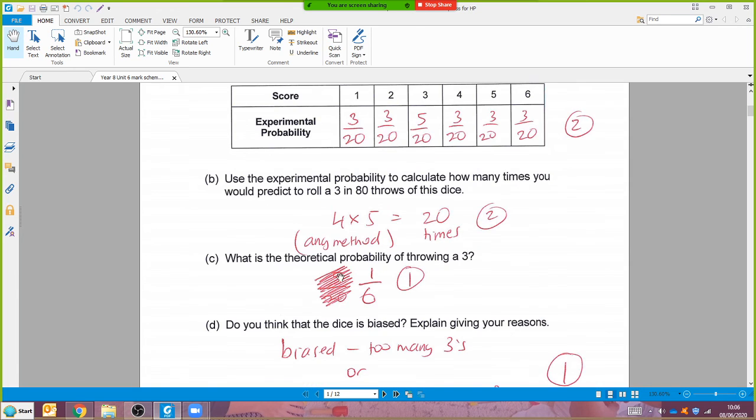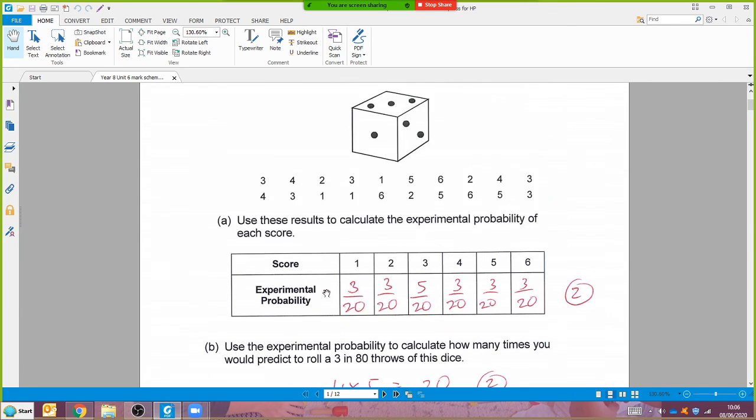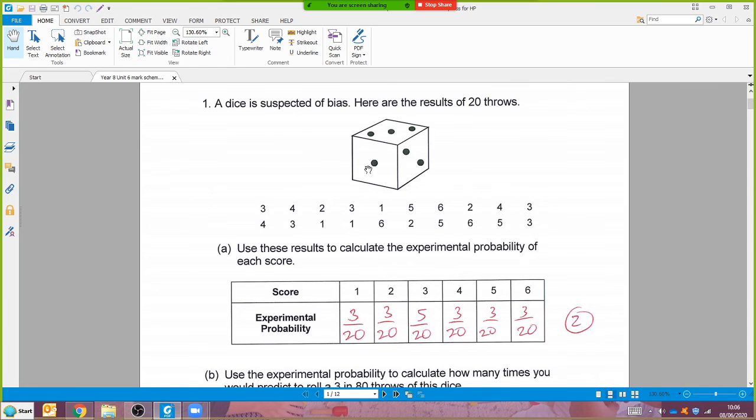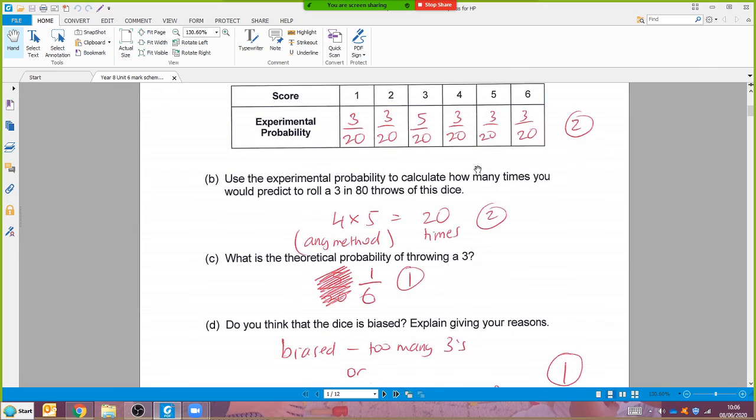For part C, many of you did the mistake I did originally, and I scrubbed it out. In theory, what would you expect the probability of getting a 3 to be? Well, if you look at this dice here, there's one 3 out of 6 faces. It's 1 out of 6, because it's a dice, or a die rather. 1 over 6, not 5 out of 20. In theory, you'd expect 1 out of 6.